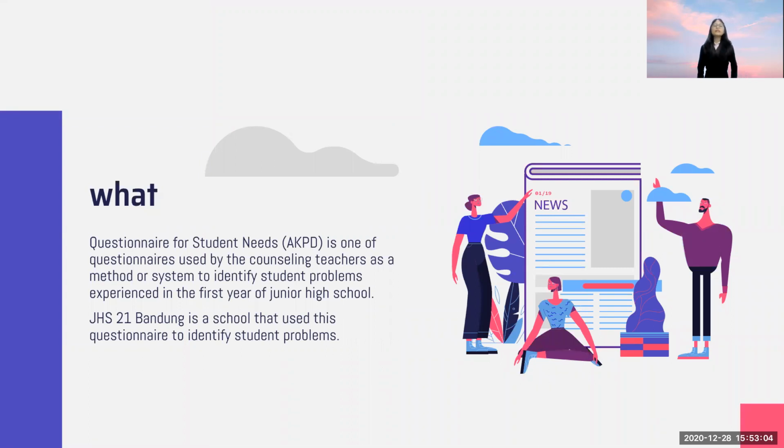Okay, the first one is the questionnaire for students, or AKPD. It is one of the questionnaires used by the counseling teacher as a method or a system to identify student problems experienced in the first year of junior high school. Junior High School 21 Bandung is a school that uses this questionnaire to identify student problems.